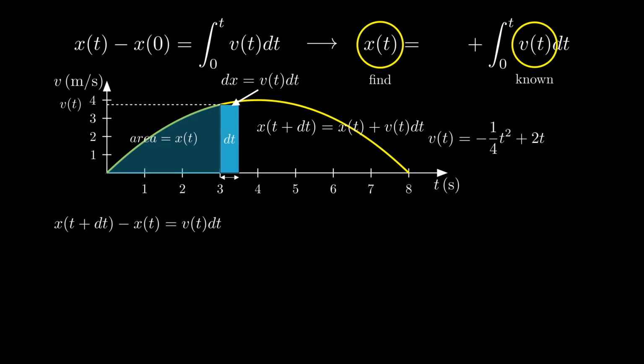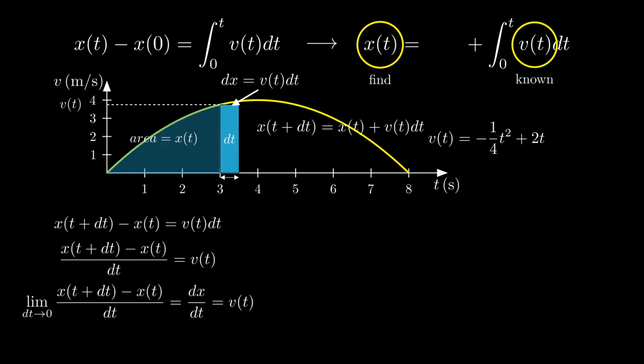We can arrange this expression in the following way. If we consider the limit that dt goes to 0, we get the key result, which is known as the fundamental theorem of calculus. If we know v of t, the answer to the question, what is the integral of v of t dt, is the position graph x of t, and more importantly, x of t is a function whose derivative is v of t. In other words, the mathematical solution to the integral is the antiderivative of v of t.